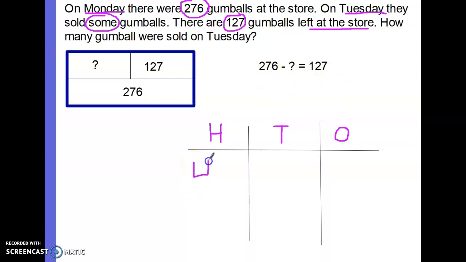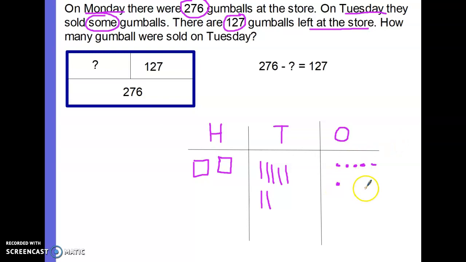So I need two hundreds. If I look at my tens place, I have 7 tens. 1, 2, 3, 4, 5, 6, 7. And I have 6 ones. 1, 2, 3, 4, 5, 6. So to figure out how many I sold on Tuesday, we're going to subtract 127.